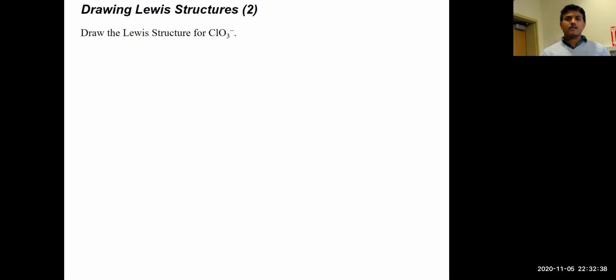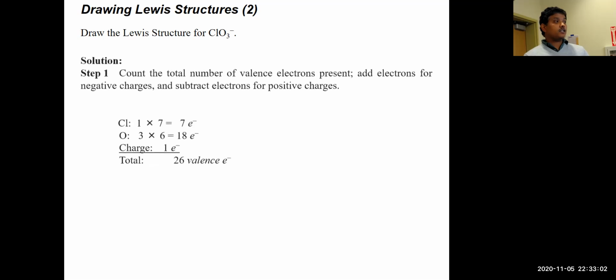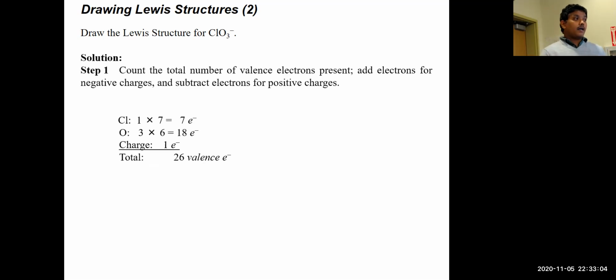Okay, let's go and practice this. We are jumping right into the challenging problem, ClO3 minus. See, not an easy problem. But this is a great example to practice all 6 steps. That's what we need to walk you through drawing Lewis structures. You are given ClO3 minus, and this is what I need you to do.